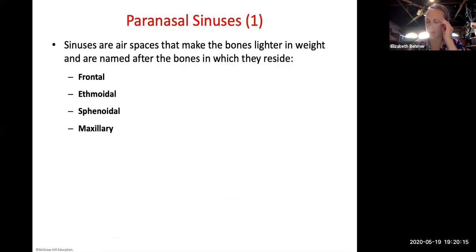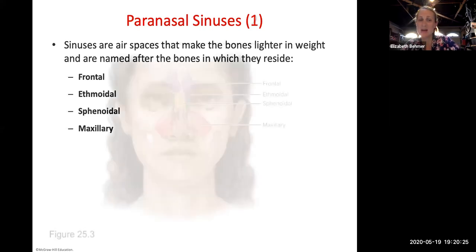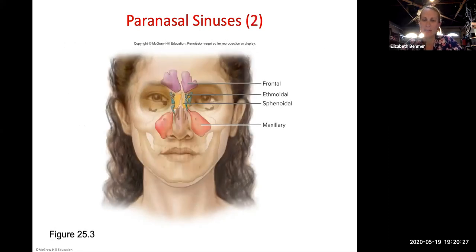Sinuses. I don't have many questions on your notes about sinuses, but they are air spaces that make your bones lighter in weight. They're named after the bones in which they reside. You can see the 4 sinuses there, and in this picture where they're located. The frontal, and you have sinuses in your ethmoid bone, your sphenoid bone, and your maxillary bone. If you hear of people getting a sinus infection, it would be an infection within these sinuses, so some sort of bacteria is growing and an infection has built up.